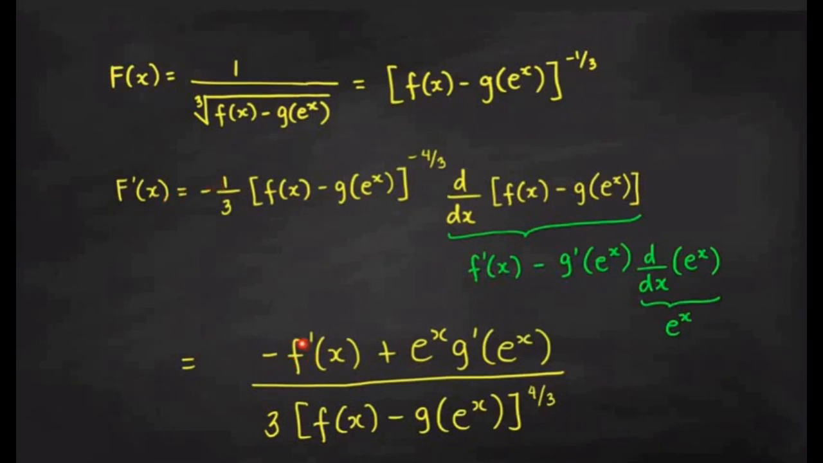So you will get negative f prime of x plus e to the x times g prime of e to the x, and all over 3 times this one, but you move this to the denominator, so you change the power and it becomes positive 4 over 3.